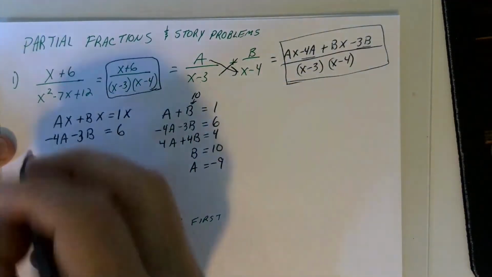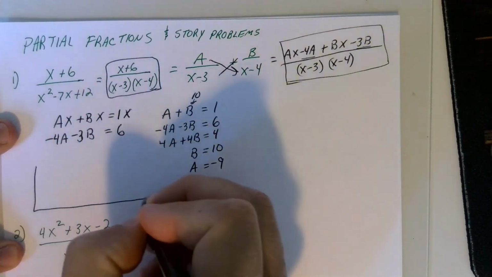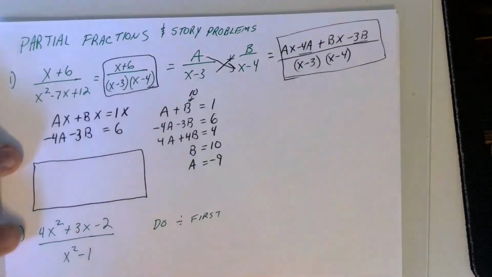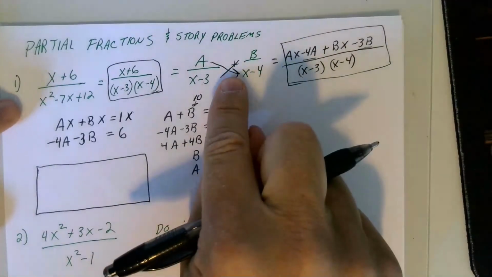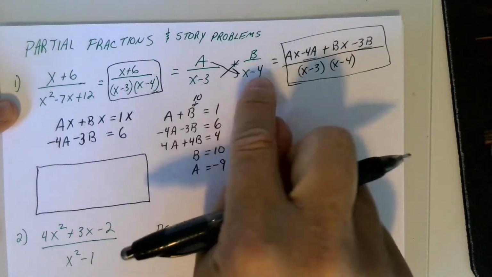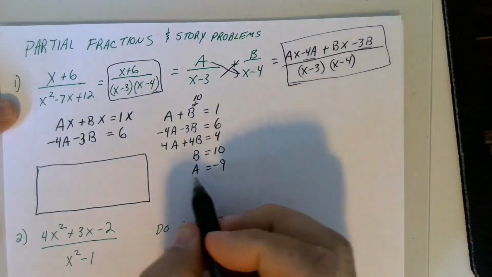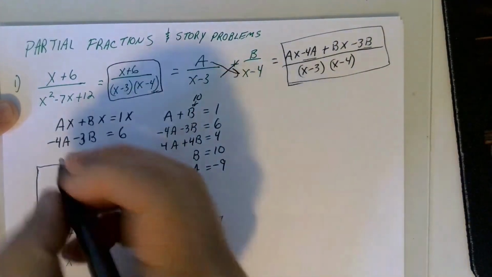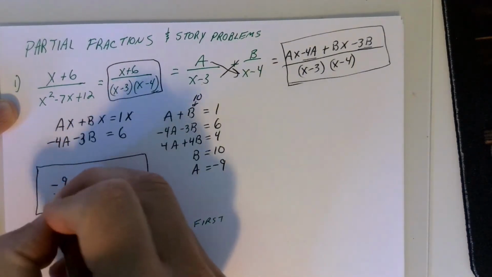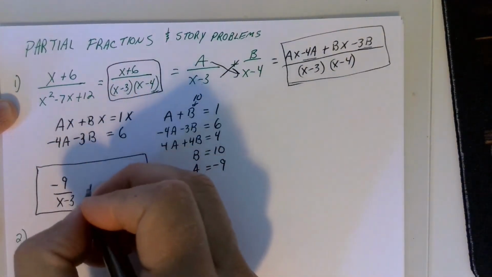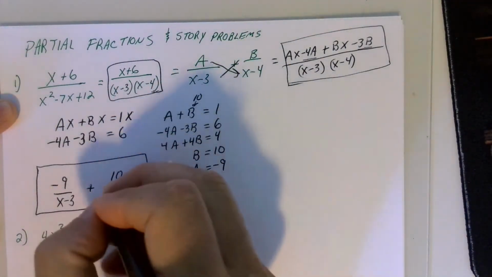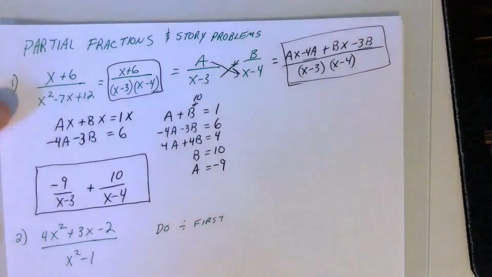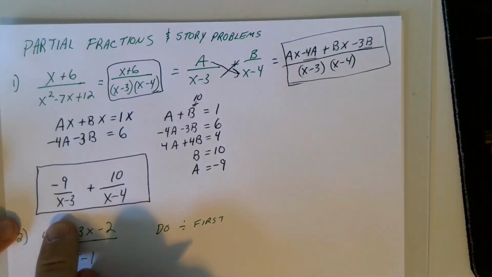which means my final answer, and again, my final answer is this expression written as a sum of two fractions with linear bottoms. So the a is negative 9, and that goes over the x minus 3. So negative 9 over x minus 3 plus the b, 10 over x minus 4. Okay, so this is what we call a partial fraction decomposition.